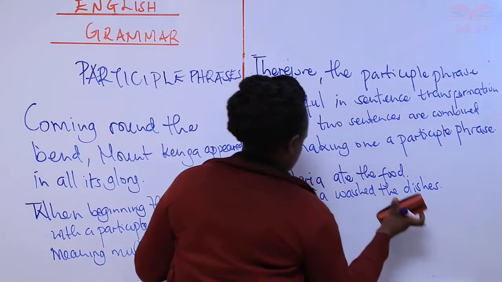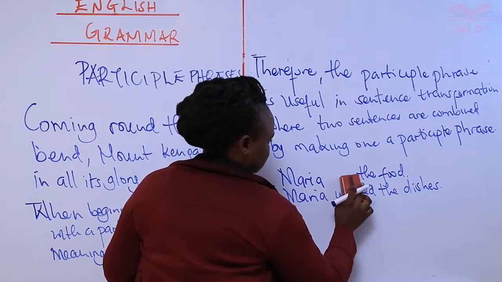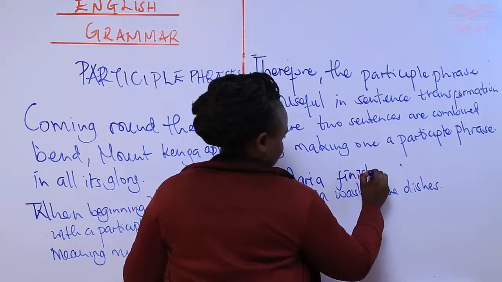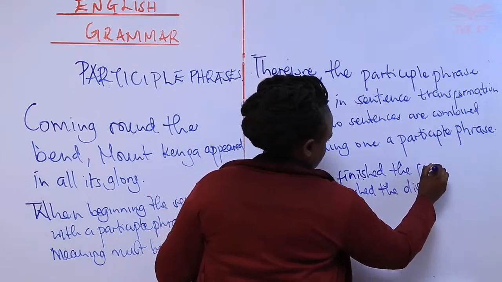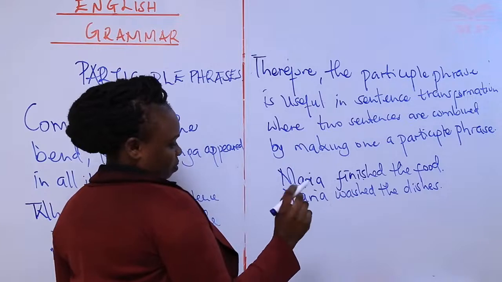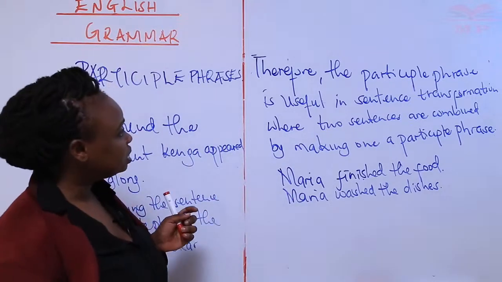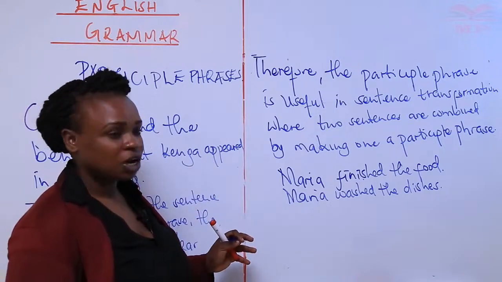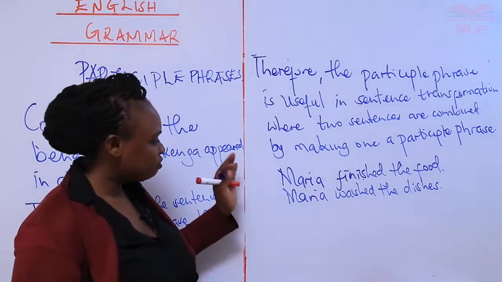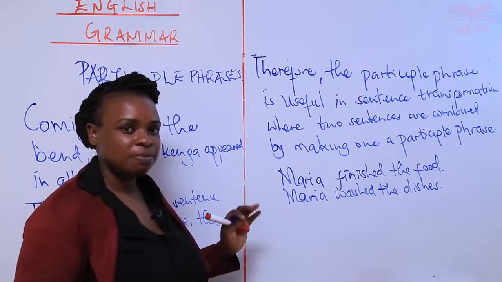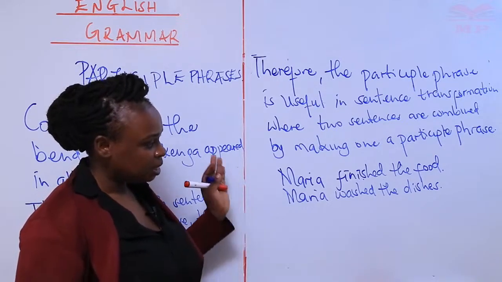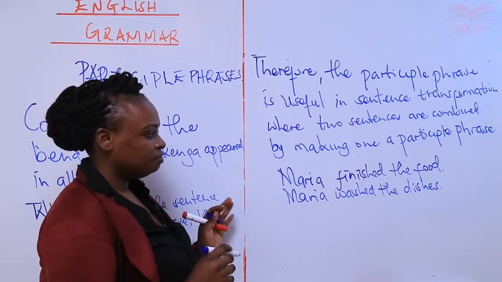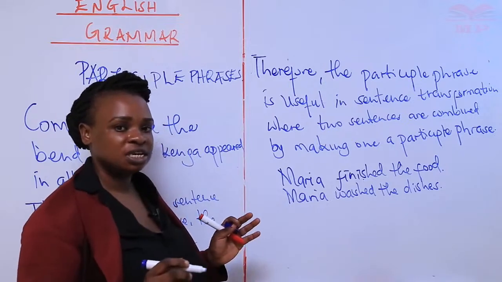Let me just say, allow me to write this first sentence. Well, Maria finished the food, and then Maria washed the dishes. So we just have said that the participle phrase is useful in sentence transformation where two sentences are combined by making one a participle phrase. So we want to combine these two sentences by making one a participle phrase. The sentence reads, Maria finished the food, Maria washed the dishes. So when we combine the two, we'll say, having finished the food, Maria washed the dishes.